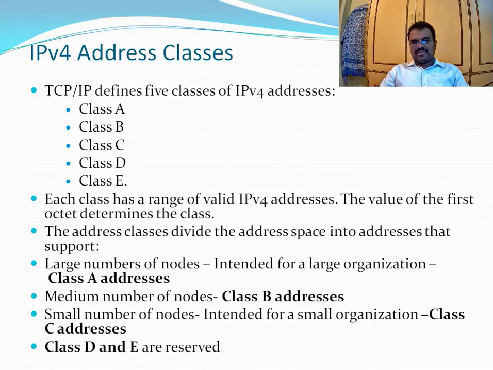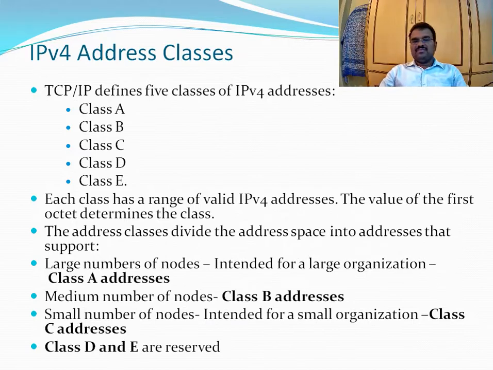So all classes A, B, C, D, E are 32-bit addresses only. And in these 32-bit addresses, the first octet determines the class. It means by seeing the first octet, we can recognize which class the IP address is. The address class divides the address space into addresses that support large numbers of nodes. If in our network there are a large number of nodes, it's a large organization, we generally use class A addresses.